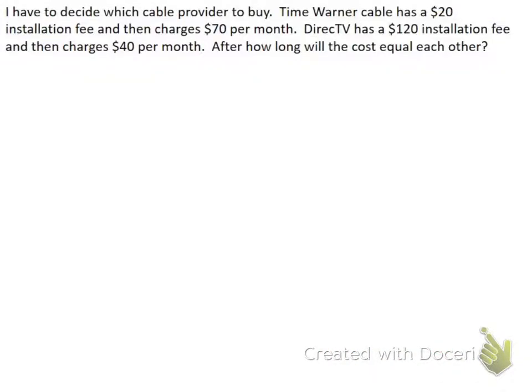Same goes for this next problem. I'm going to find out who I should get cable from. I've got Time Warner, has a $20 installation fee and then charges $70 per month. And DirecTV has a $120 installation fee and then charges $40 per month. I want to figure out after how long they're going to be equal to each other. So again, Time Warner is going to be one of my equations. DirecTV is going to be the other equation.